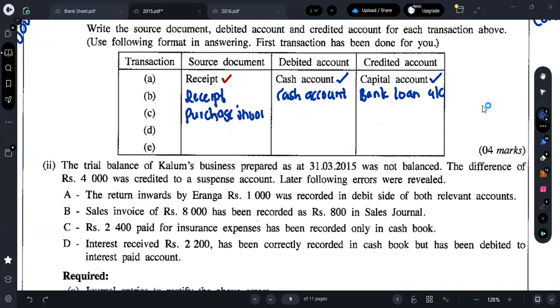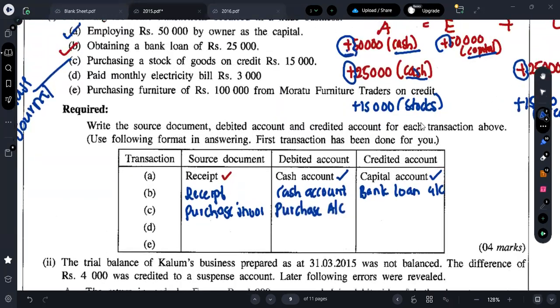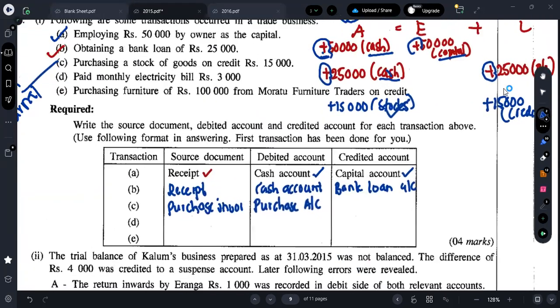What account will be debited? We are purchasing now. Therefore, purchase account will be debited. So this part is fine. Now let's come for as usual theory.